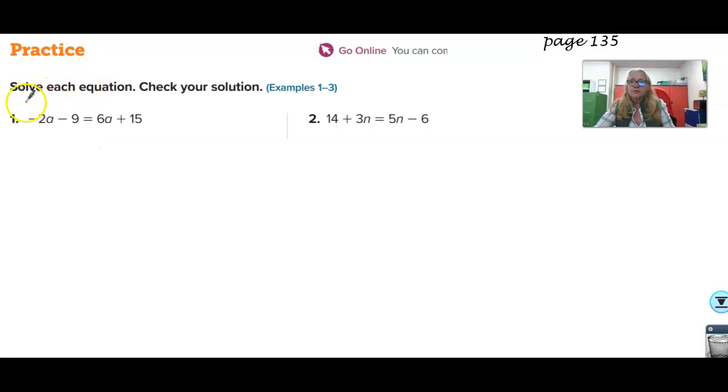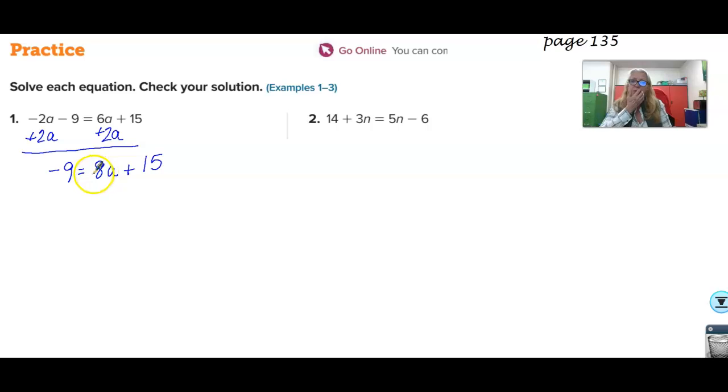All right, so for the first one, we notice that we have variables on both sides. Normally, we like to get rid of the smaller of the two variables. Negative 2a is smaller than 6a. So we get rid of negative 2a by adding 2a to both sides. What that looks like now is that we have negative 9 on the left equals 8a plus 15 on the right. Now we want to get the variable term alone.